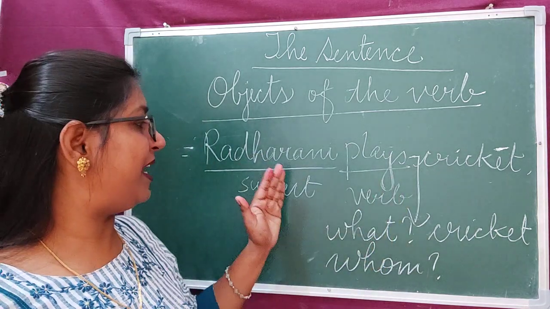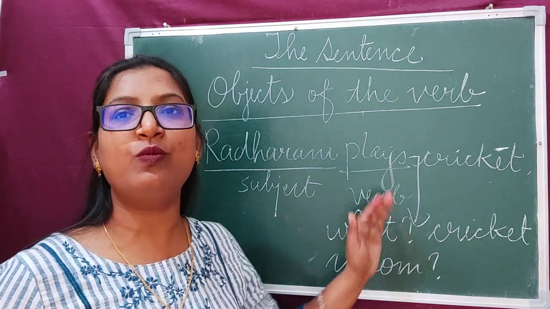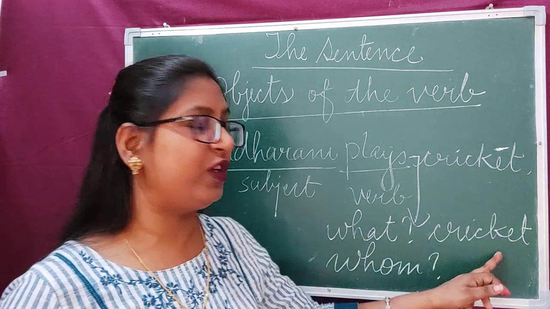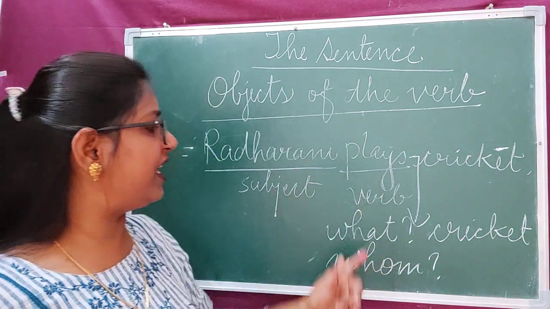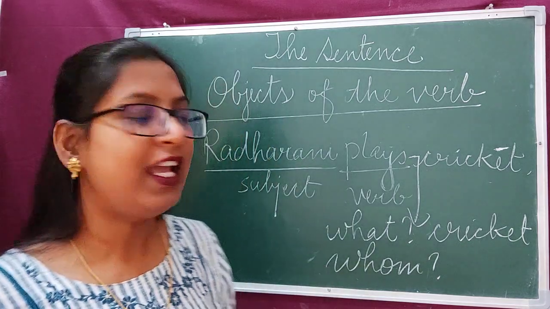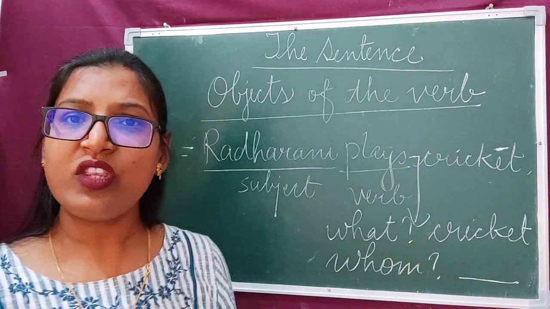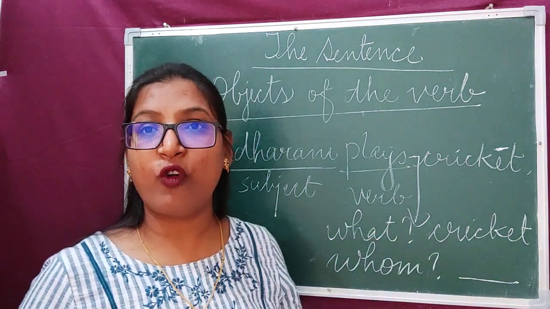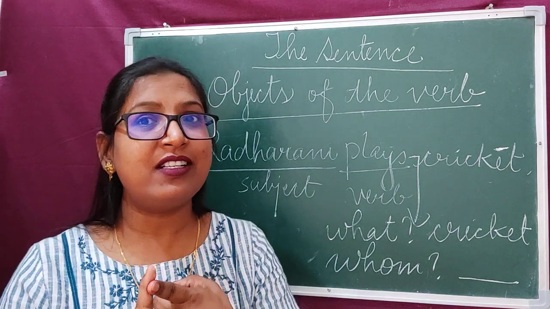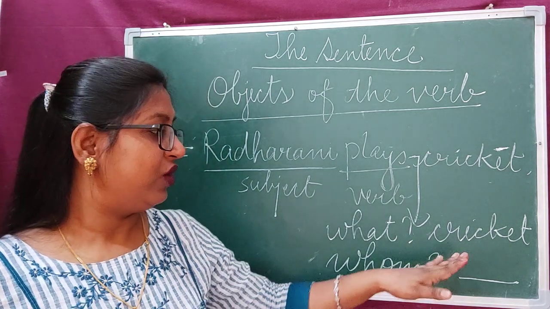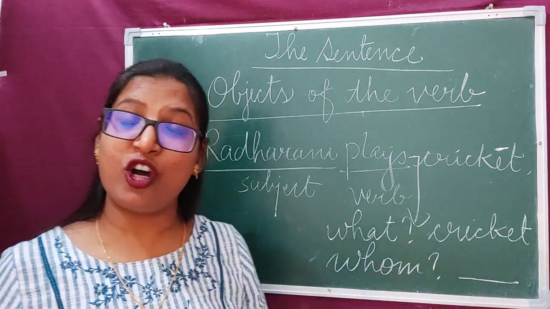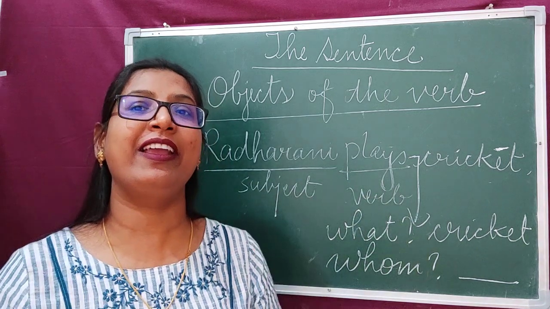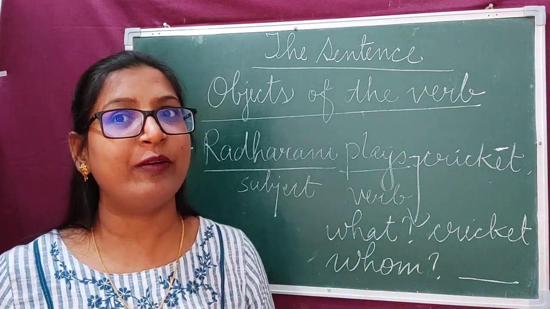And the second step, I told you, we ask the question what or whom soon after the verb. Here we have asked the question, Radha Rani plays what? We got the answer. If I ask the question, Radha Rani plays whom? We do not get any answer here, then leave it. Clear? So, after finding out the answer of what or whom, the third step is, usually our answer of what or whom is the object, but before finalizing it as an object, before declaring it as an object, we have to follow one more step.